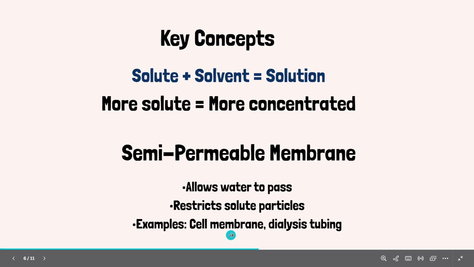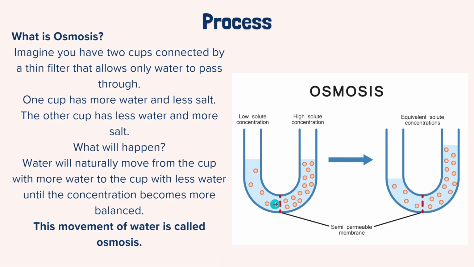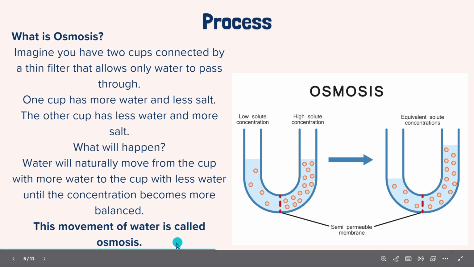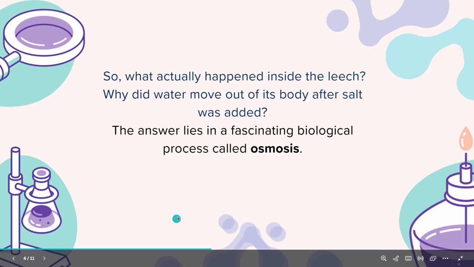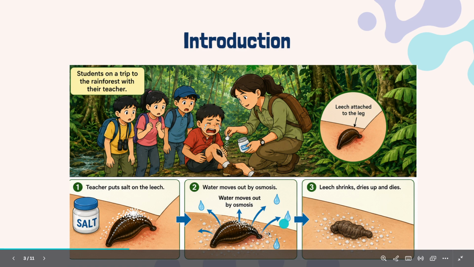They behave as the semi-permeable membrane, allowing only the water to move but not the solute. And this movement of water from a region of low concentration to high concentration through a semi-permeable membrane is called osmosis.